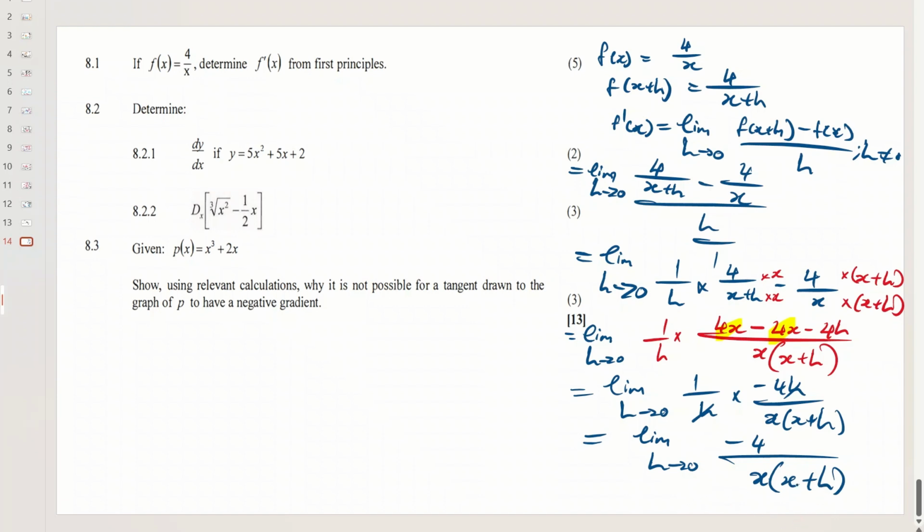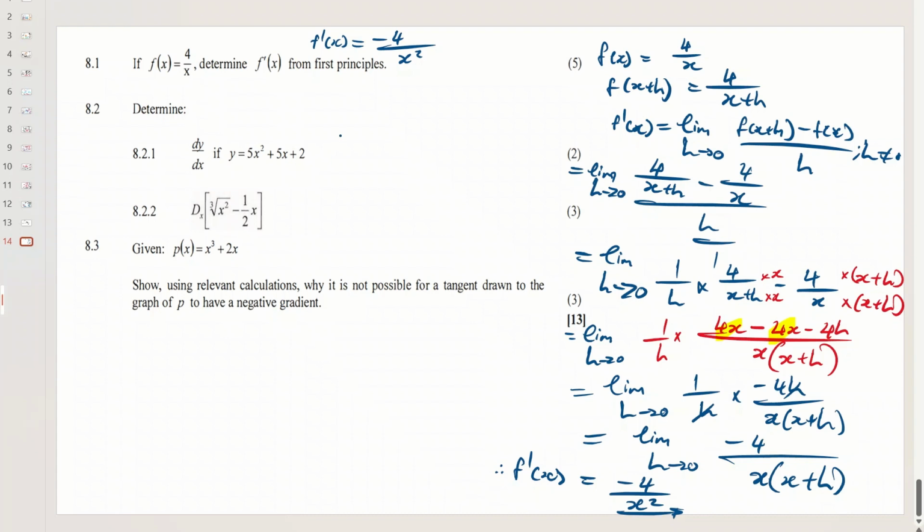So you have 0 plus x, which is x, and then x times x is x squared. So therefore, the derivative from first principles here will be negative 4 all over x squared. That's it. Understand? So this is just negative 4 all over x squared.